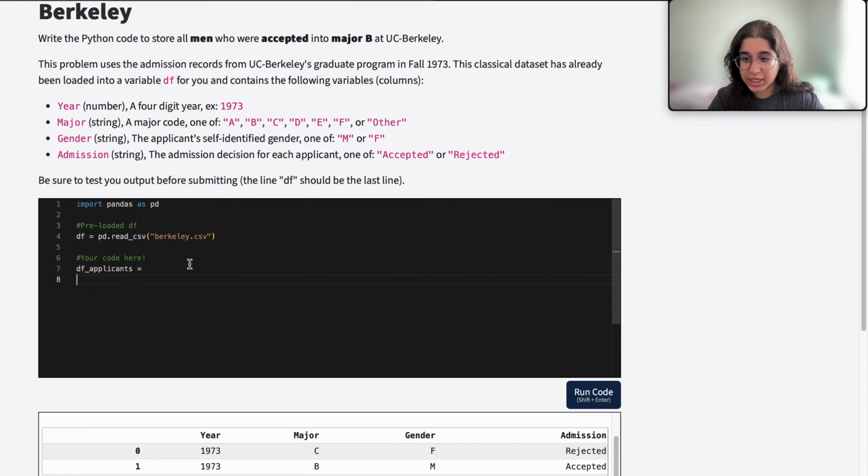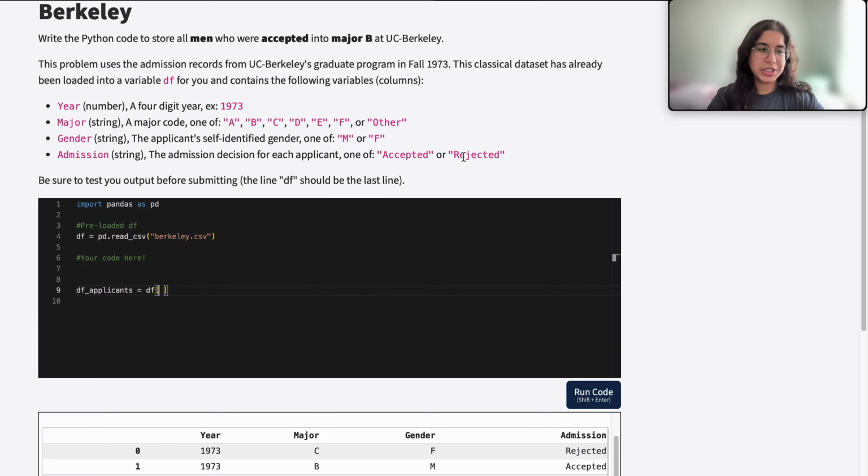We can call the new data frame anything we want, but here it just says the applicants, so we can just call it that. To start off, we want to decide which data frame we're filtering from, which is going to be DF, the bigger data frame. So we put DF and then brackets, and inside of these brackets will be our three conditionals that satisfy all of these criteria.